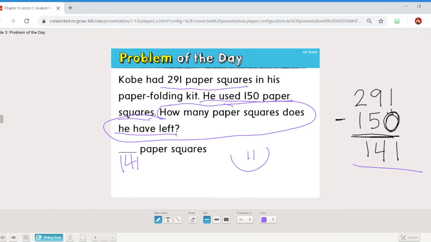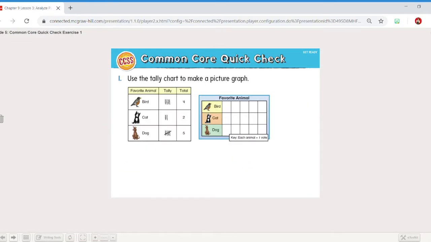Let's do another warm up here. We're going to use the tally chart to make a picture graph. I noticed on some of your work that we put circles instead of a picture, and that's totally okay. As long as we're using a picture, an image to represent the thing instead of a tally mark. So we see here that there are 4 birds. 1, 2, 3, 4. There are 2 cats and 5 dogs.